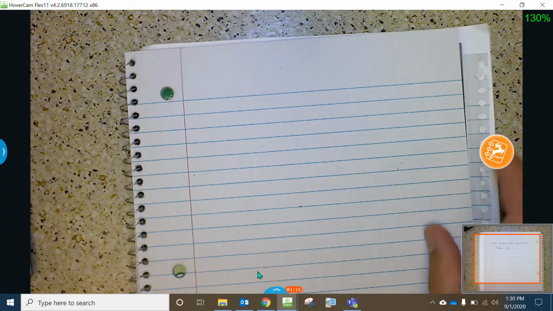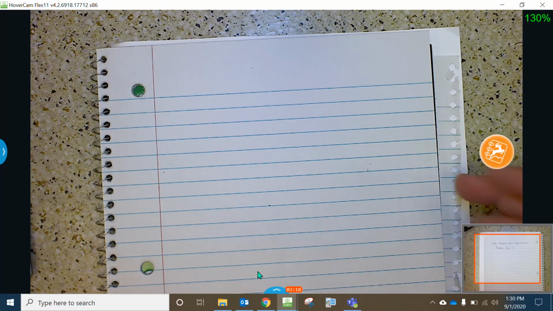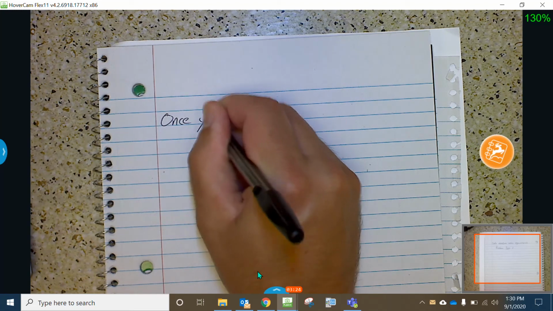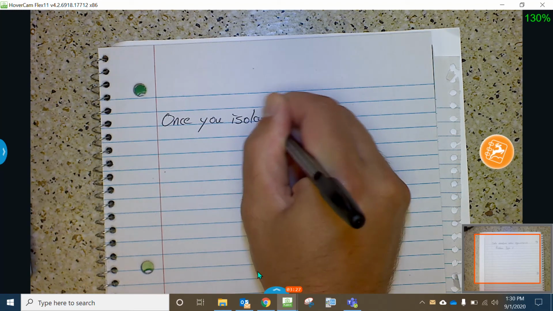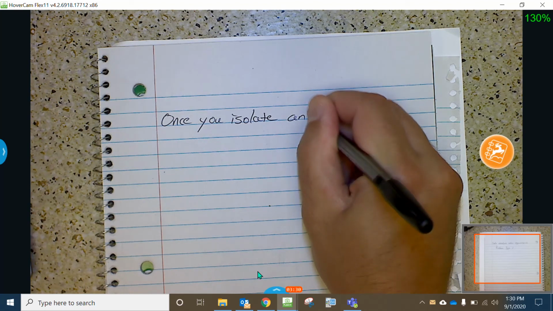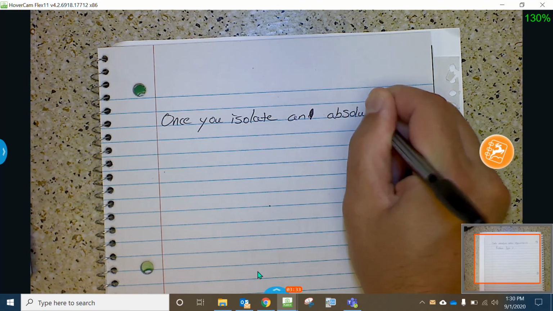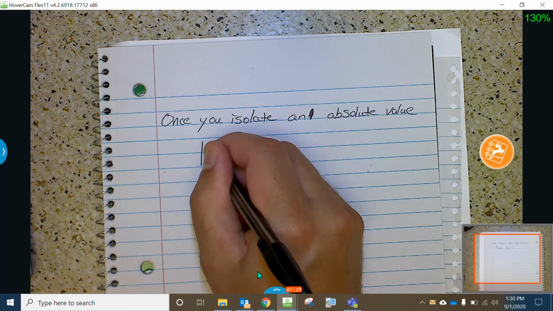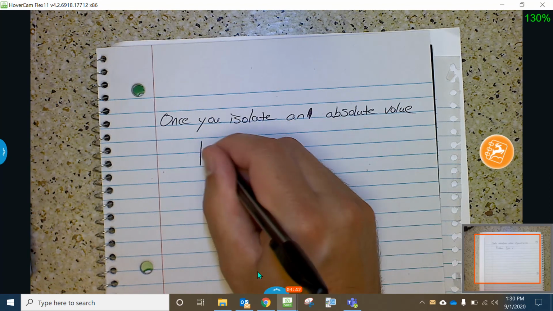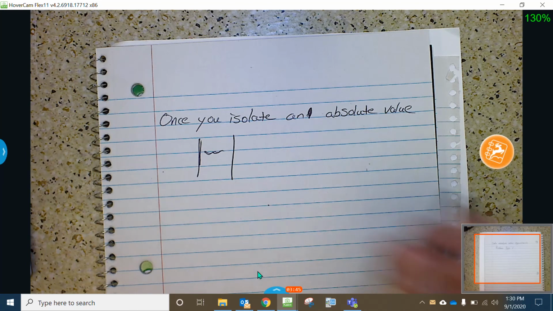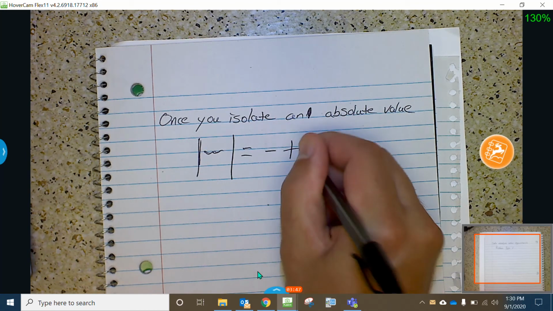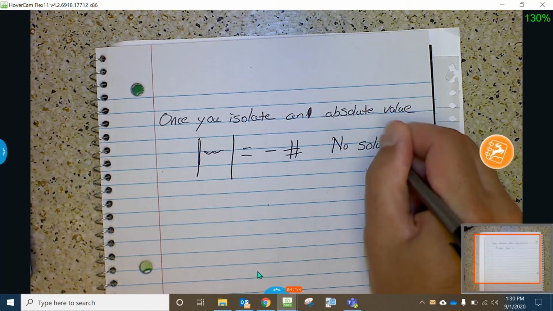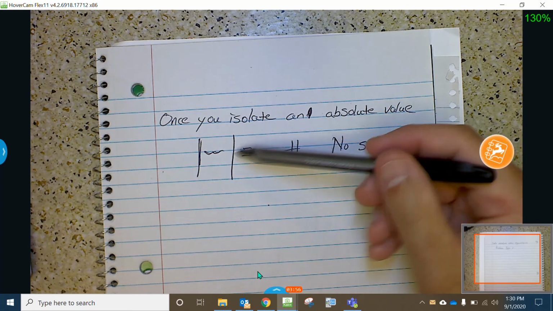Now you might be questioning, why is there a no solution? Why is that an option? Well, once you isolate an absolute value, if you get the absolute value of whatever's in here, it could be x, it could be x plus 2, you'll see more as we move on, if that equals a negative number, automatically we know it's no solution. But you can't make that call until you isolate the absolute value.